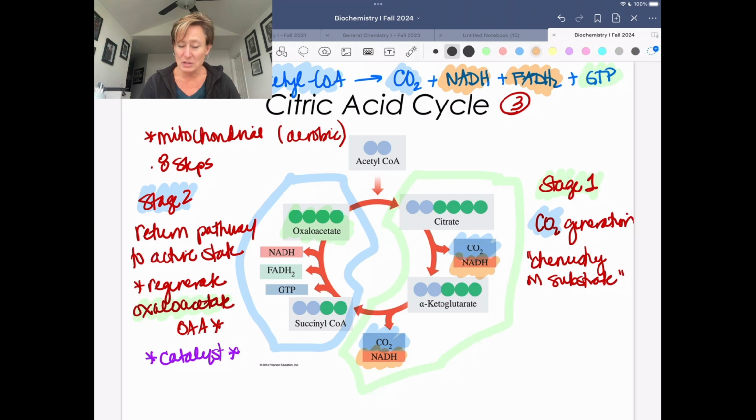Let's just highlight a couple of the other things that do happen in this second stage, as we do generate some more of our reduced cofactors that we're going to be able to cash in at the electron transport chain for energy. And we do have a little primary currency that we make. Now, it's not ATP, it's GTP, but GTP and ATP are net energy equivalent. They're both worth that 30.5 kilojoules per mole.